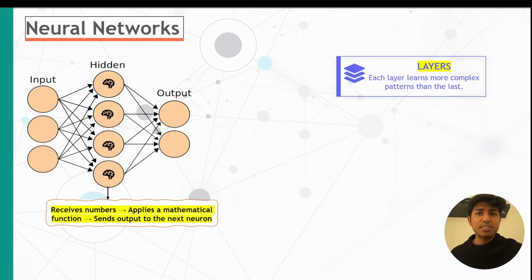So a neural network is a system loosely inspired by our human brains. How the brain works: your brain has neurons. Similarly, artificial intelligence has artificial neurons. You have cells that send signals to your brain. A neural network has artificial neurons, which are mathematical units that pass numbers to each other.